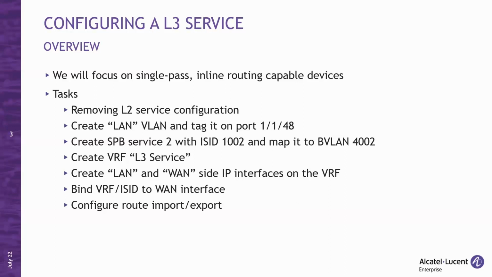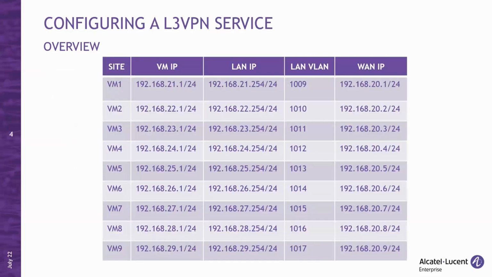We will create a VRF dedicated to this service. And we will create LAN and WAN IP interfaces. The LAN IP interface is bound to a VLAN, whereas the WAN IP interface is bound to a service. We will bind the VRF and ISID to the WAN IP interface such that far-end devices point to it when adding near-end subnets to the routing table. And we will configure route import and export.